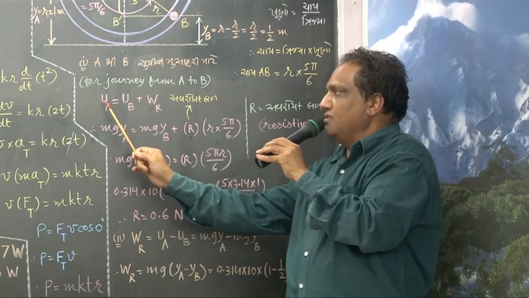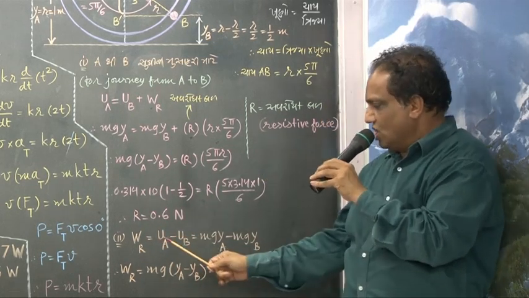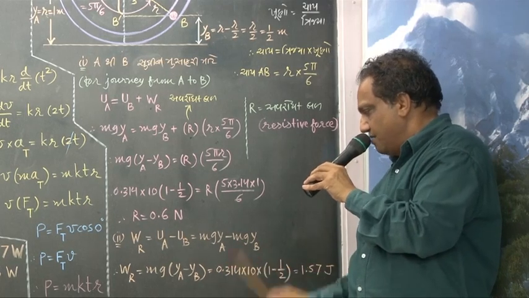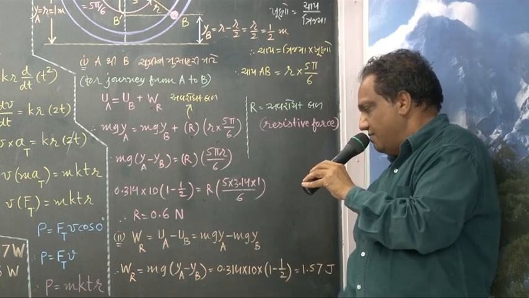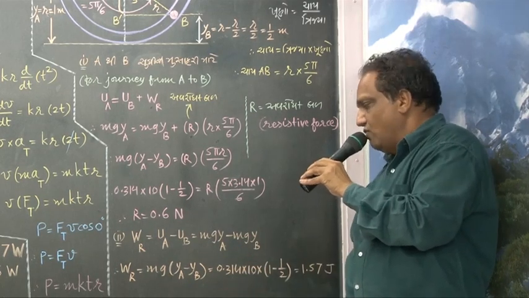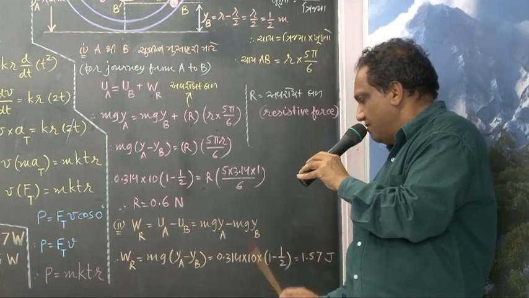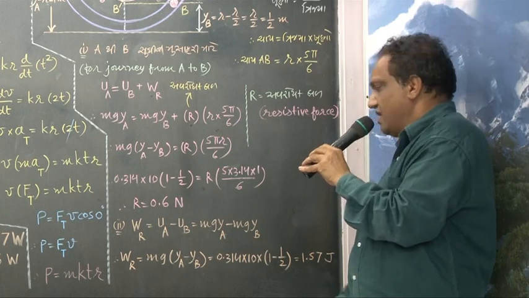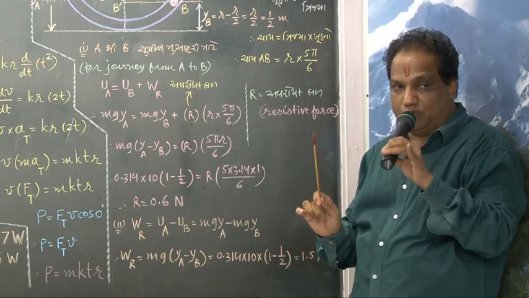WR is equal to UA minus UB. UA formula is mgYA, UB formula is mgYB. mg, inside the bracket YA minus YB. M is 0.314 kilogram, g is 10 meter per second square, YA is 1 meter, YB is 1 by 2 meter. This answer is 1.57. Unit of work is joule.